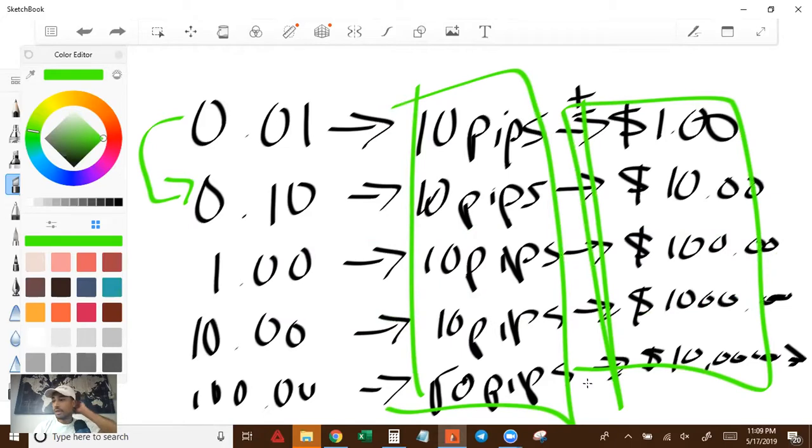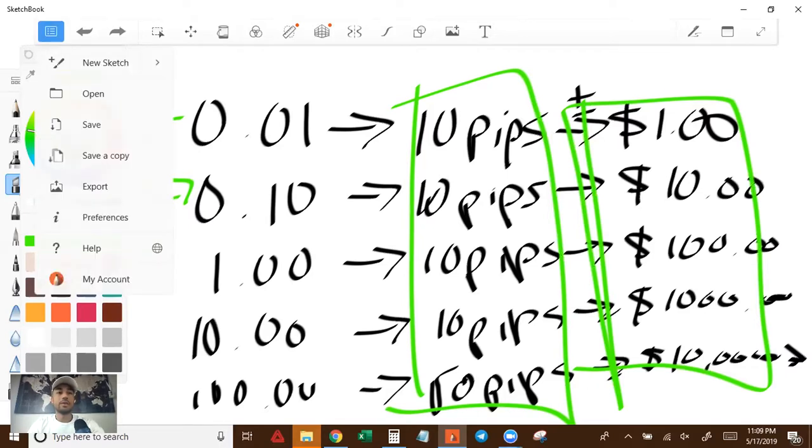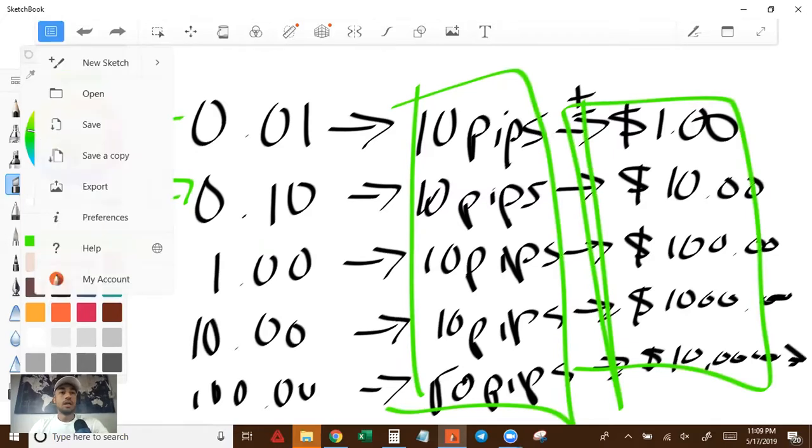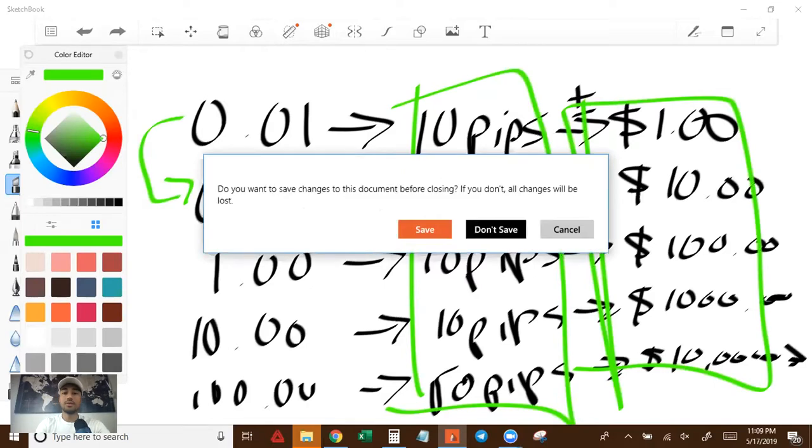Getting the book Think and Grow Rich and just reading it, I promise you, is going to do wonders for you. Okay, so this is a little bit about pips. Now what we're going to talk about is risk management. Okay, so go ahead and take a picture of that real quick so you can have that. All right, let's talk about risk management real quick.